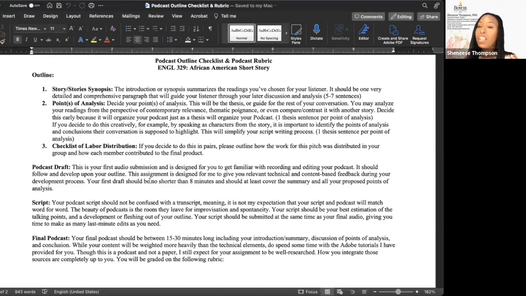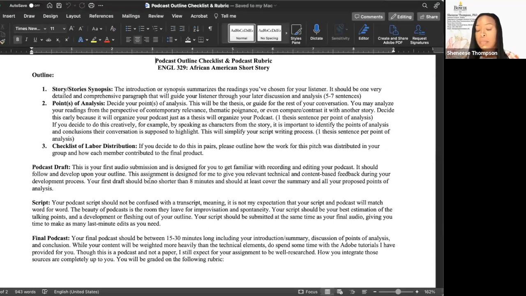So if they need to pivot, change directions, tweak in terms of their content, then I can give them that feedback. And so I treat it very much like I would have treated a writing assignment, which makes it iterative, which they keep coming back to it. So they give me an outline, they give me a draft, I give them feedback at each stage of the process, and then they finally submit a final podcast.